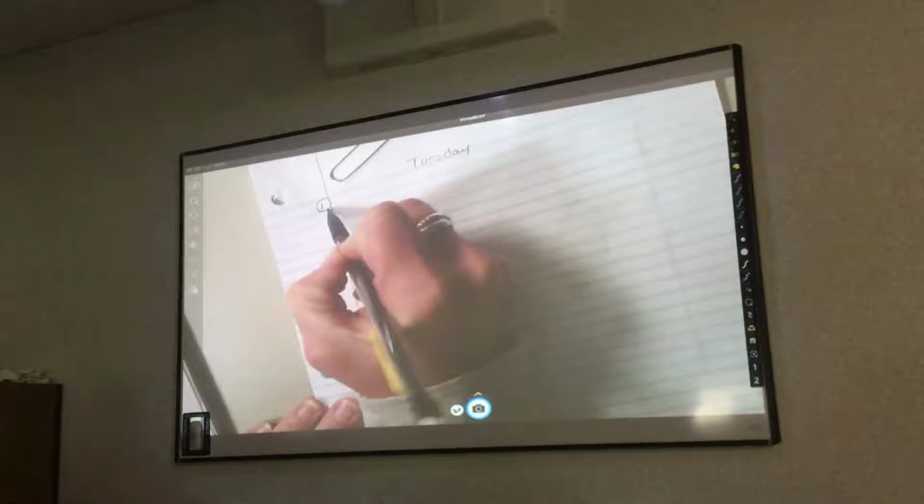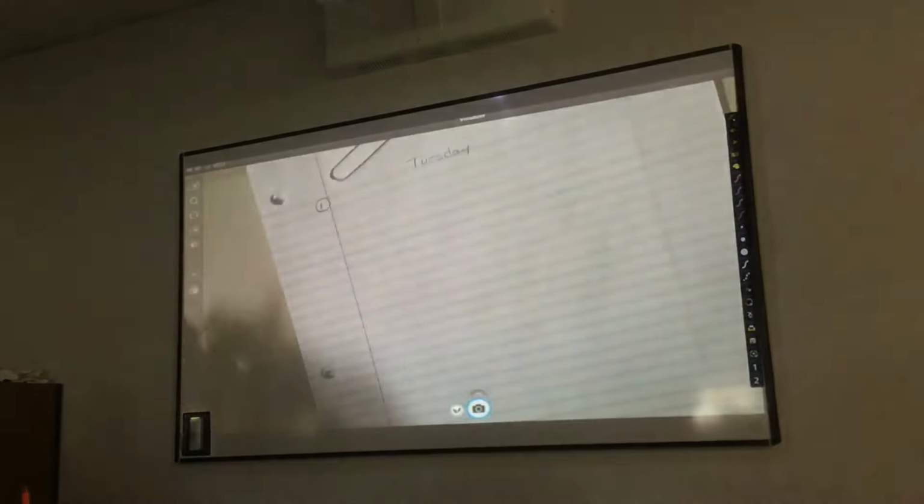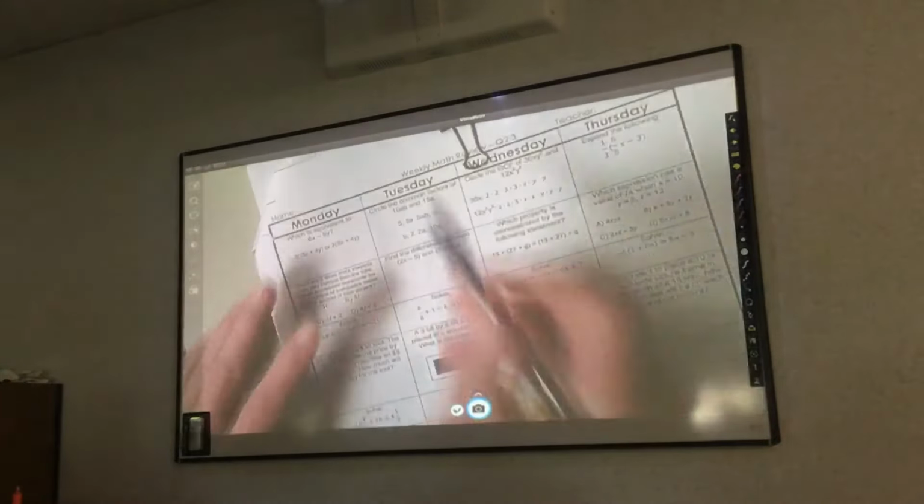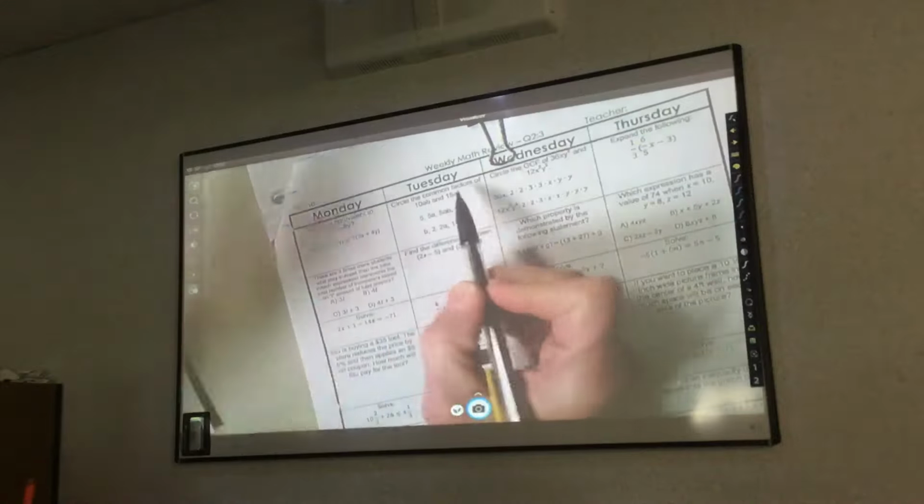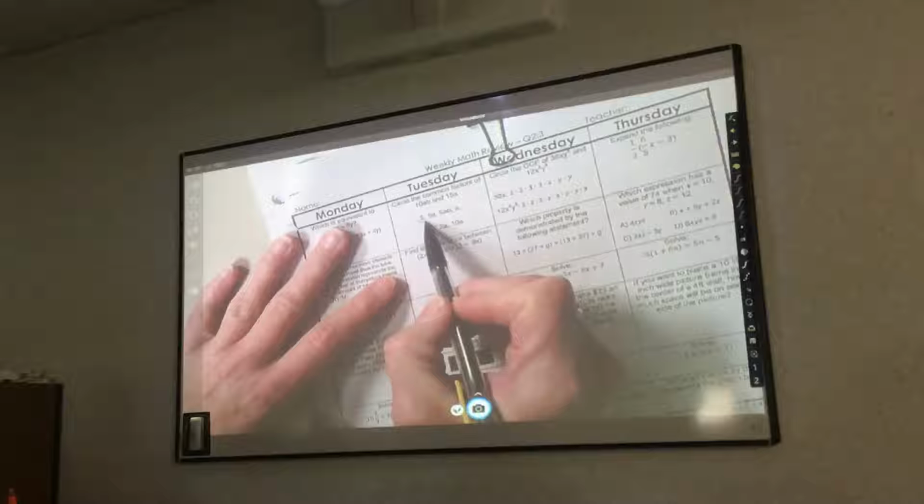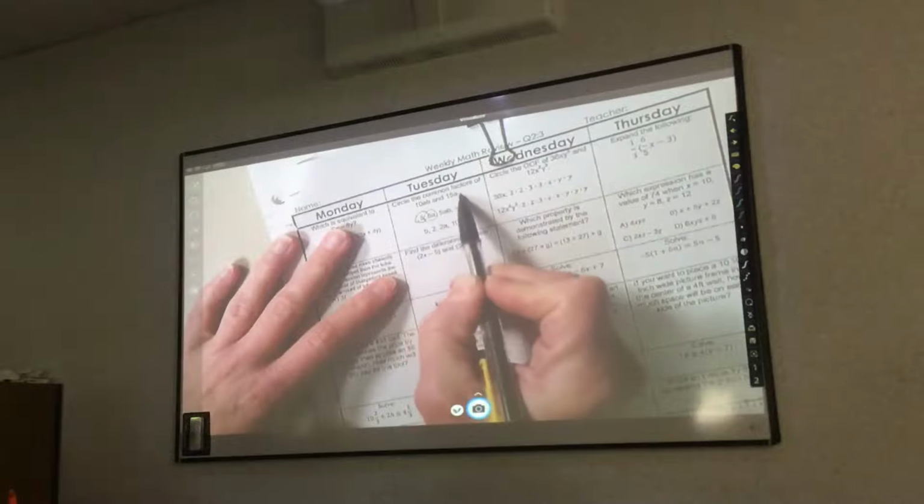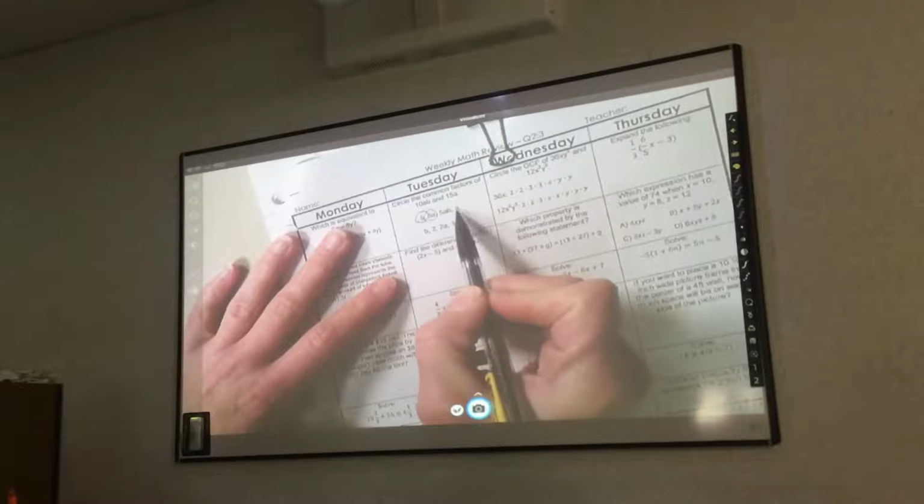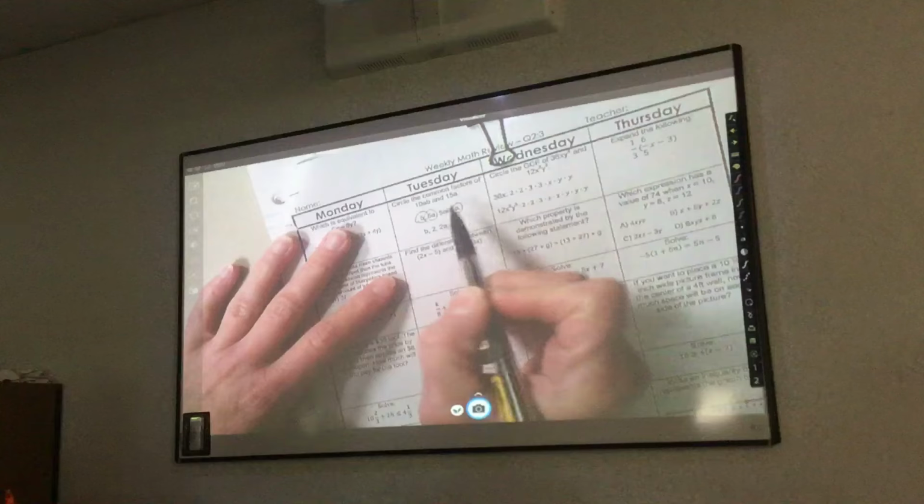Number 1 says, circle the common factors of 10AB and 15A. Does 5 work? Yes. Does 5A work? Yes. Does 5AB? No, because there's not a B here. Does A work? Yes, because there's an A in both of them. Does B work? No, because we already said there's no B there.